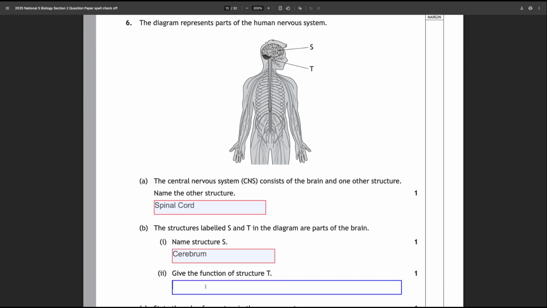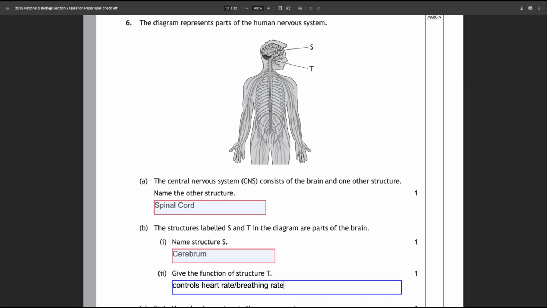Okay, that's the part that controls all of our conscious, voluntary things like our memory, our personality, our intelligence, etc. To give the function of structure T, we have to identify what structure T is first of all. So it's the medulla. And once we've identified it's the medulla, we then have to give the function of the medulla. The usual functions are it controls heart rate or breathing rate as well.